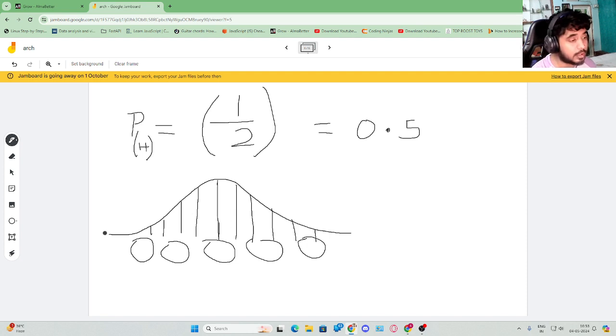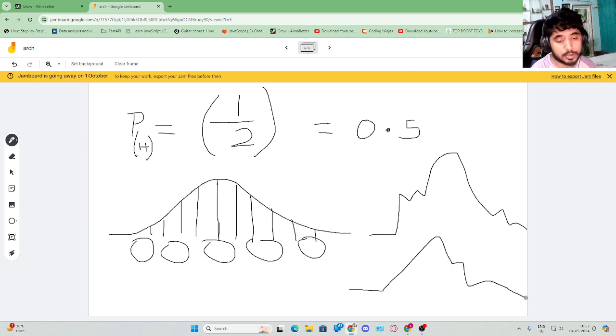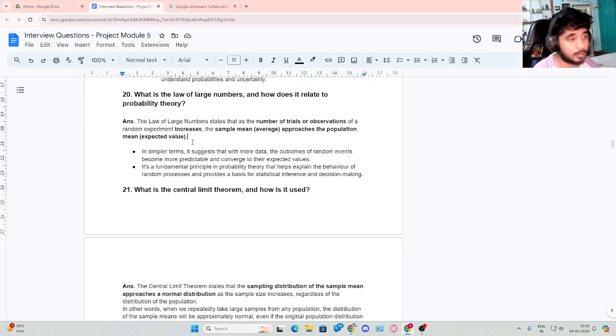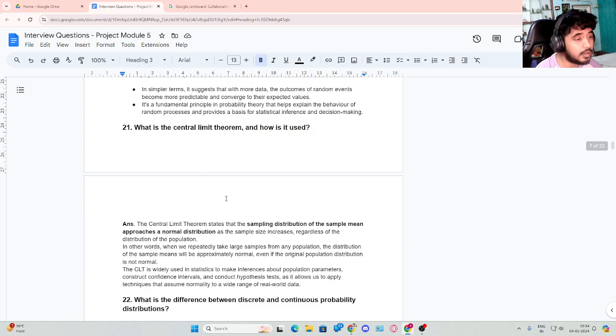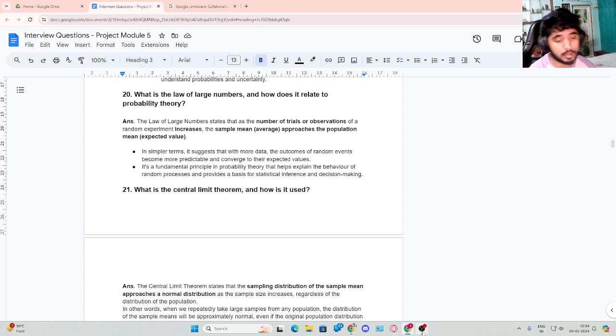But to understand the proper shape of this graph, we have to do a large number of trials, otherwise the graph may look like this, or it may look like this, and it may not be properly formed. To understand it properly, we have to do a large number of trials, and that is what the law of large numbers and central limit theorem are defining. So these two theorems are very important in probability theory, because they govern the principles of expected value and other things. So these are my 5 questions that I had to explain.